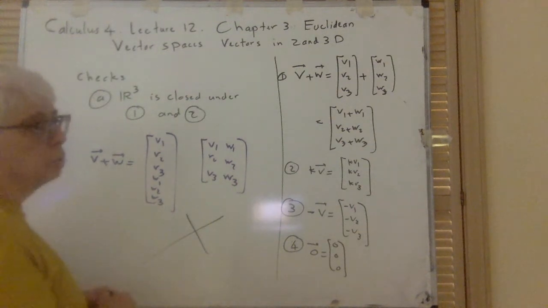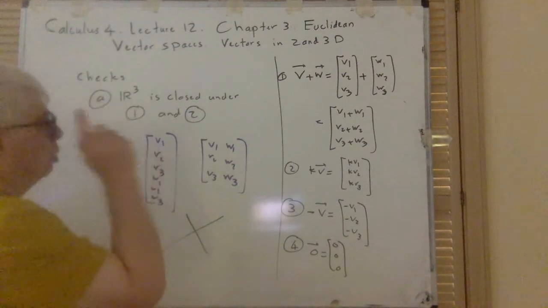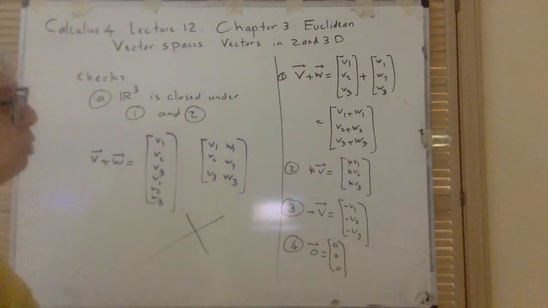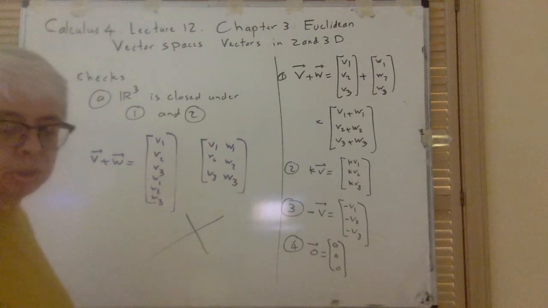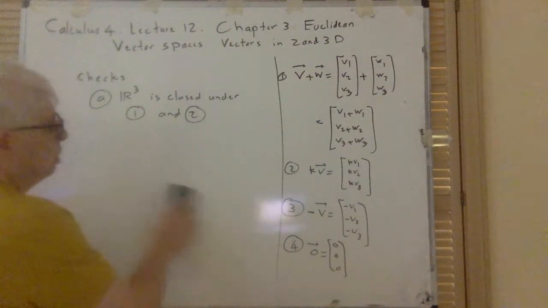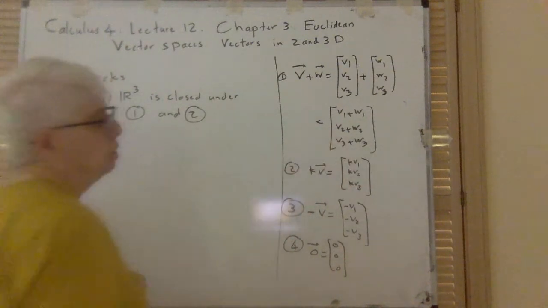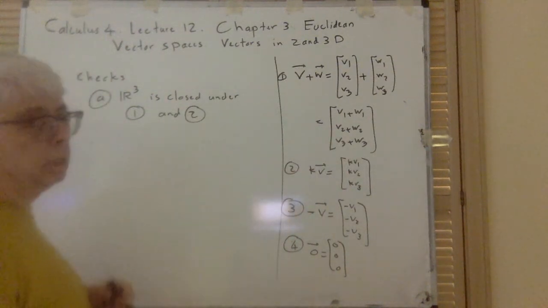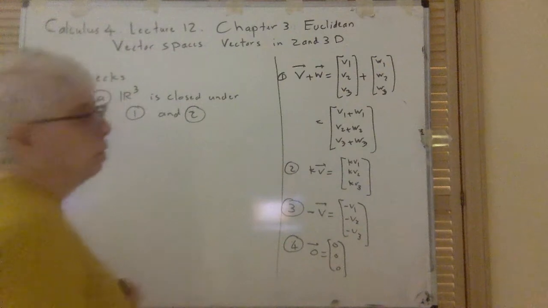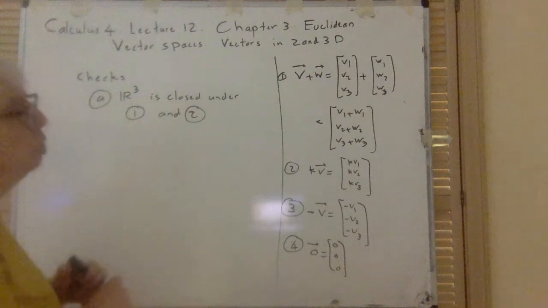When you add two vectors, the result is still in the same set. So this is in fact here, because it is also a 3 by 1 matrix. So the vector addition is okay. How about scalar multiplication? When I multiply k by a 3 by 1 matrix, I still get a 3 by 1 matrix. So scalar multiplication is again closed. So this R3 is closed under these two operations.